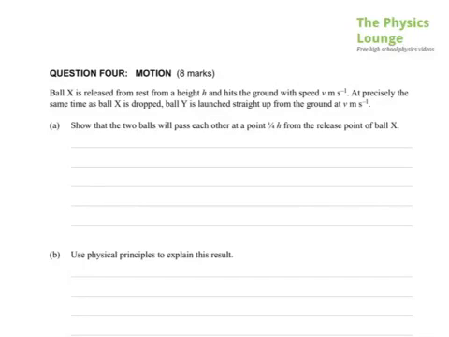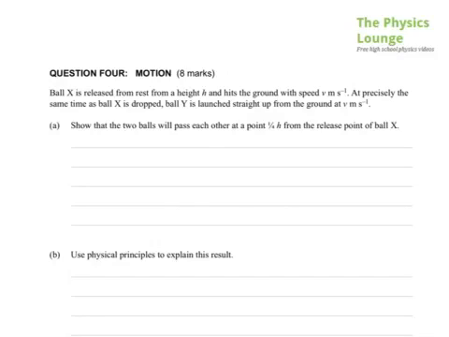So this is the 2012 Scholarship Physics paper question 4, and we're looking at motion. So there's going to be lots of energy and momentum, that kind of stuff. Ball X is released from rest at a height h, hits the ground with a speed v meters per second. At precisely the same time as ball X is dropped, Y is launched straight up from the ground at v meters per second.